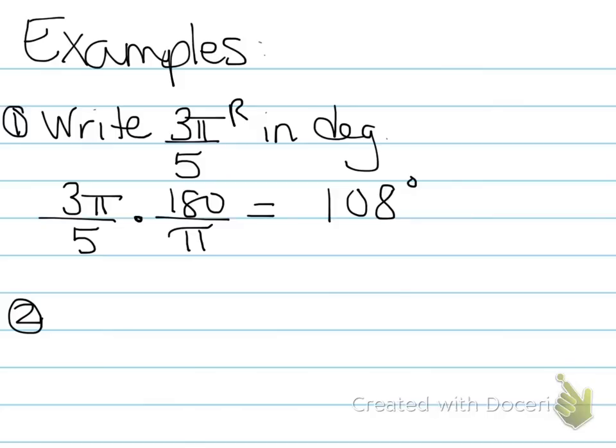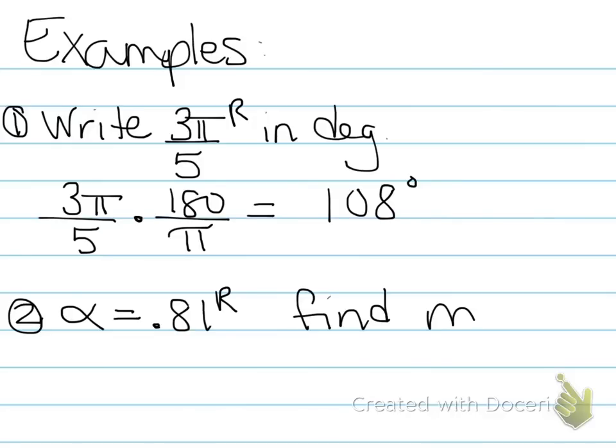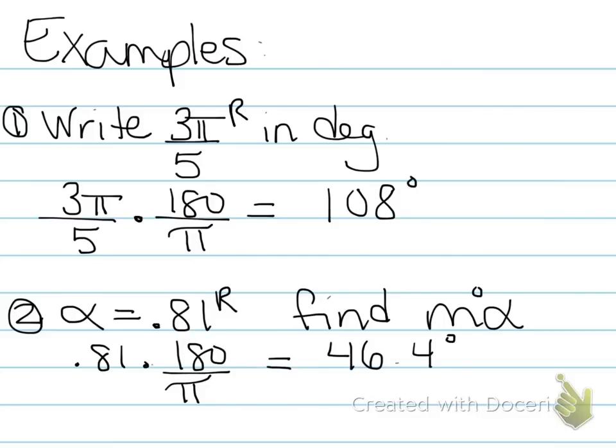Two. Let's say that alpha equals 0.81 radians. And we'll say again, find alpha in degrees. The only difference here is our radian measure is a decimal, but we're still going to do the exact same thing, multiplying by 180 over pi. And when you type that into your calculator, you're going to get 46.4 degrees. And you can just go to one decimal place. That's absolutely fine.